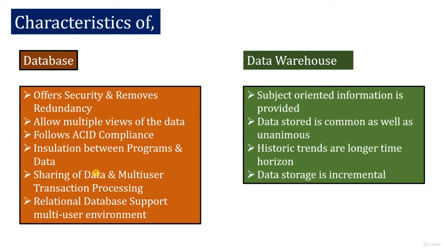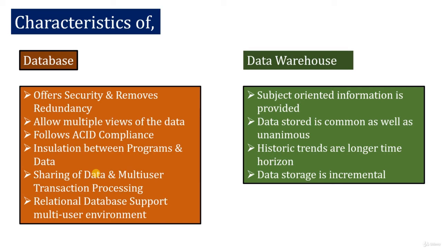What is the last characteristic of a database? Relational databases support a multi-user environment. This is basically an execution of the database operations in a parallel manner by applying distributed multiple processing units. So we have learned about the different characteristics of the database.